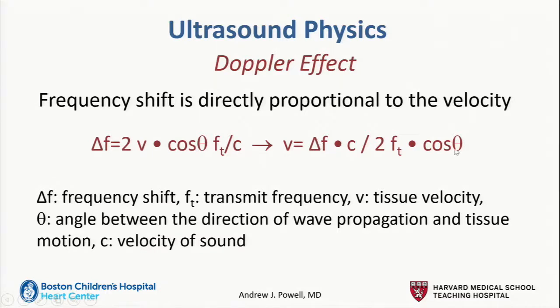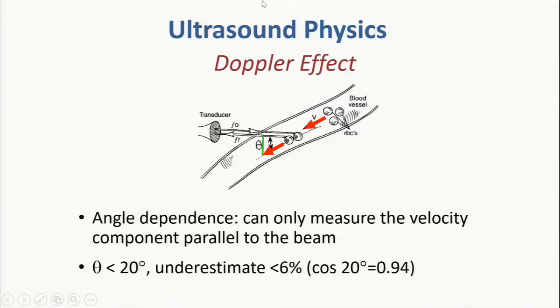And the other thing it's going to depend on is the cosine of this angle. And this angle here is the angle between the direction of the wave propagation and tissue motion. So let me show you that a little better in a diagram here. Here's blood flow in a blood vessel, and here's the velocity component. If I'm perfectly aligned with the direction of that velocity, I'll measure its velocity accurately coming toward me.